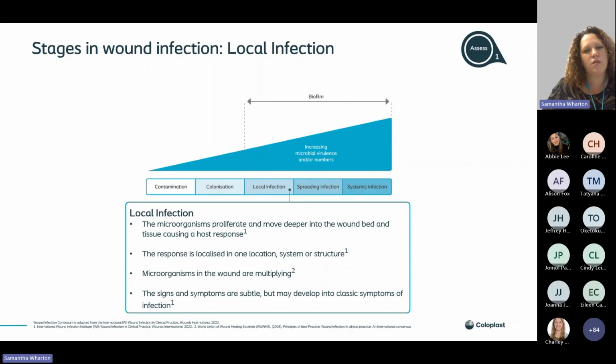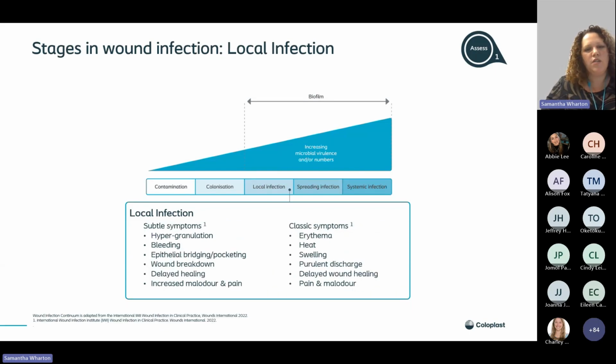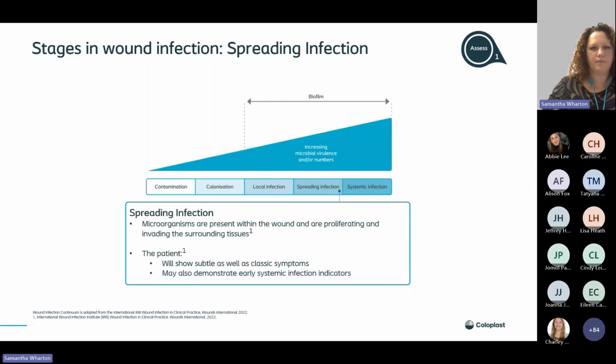So you'll see those subtle signs of infection or more classic signs of infection. Those microorganisms are multiplying, and they're causing a natural response in the patient. So just a quick overview of those subtle symptoms: hypergranulation, bleeding, epithelial bridging, and the wound will start to break down. There'll be delayed healing and an increase in malodor and pain. And then those more classic symptoms: erythema, heat, swelling, purulent discharge, delayed healing, and again, pain and malodor.